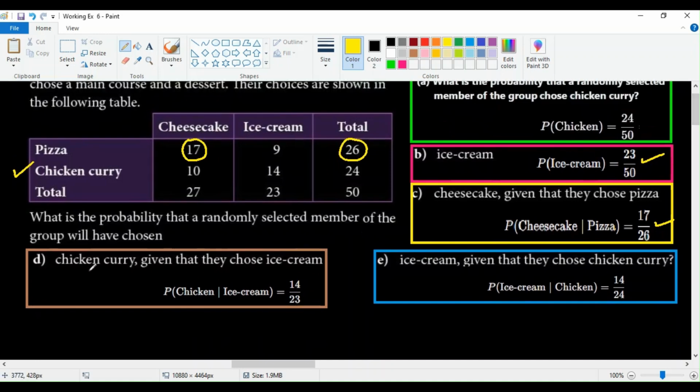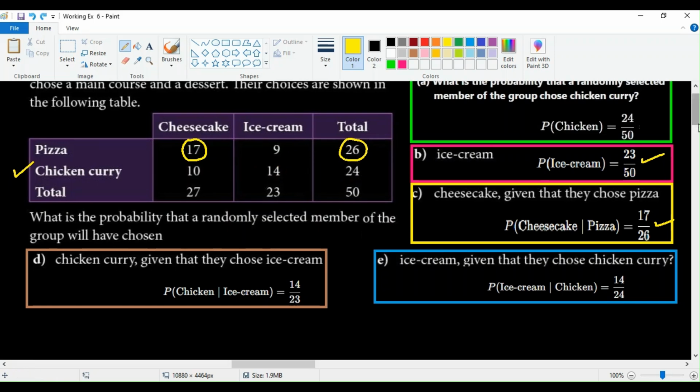Now comes part D, which says chicken curry, given that they chose ice cream. So it's going to be 14 out of 23. This one I'm talking about. Now comes the last part. It says ice cream, given that they chose the chicken curry. So it's going to be 14 over 24, because the number of people is going to be 24. This one I'm talking about.